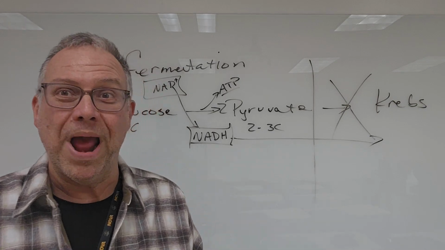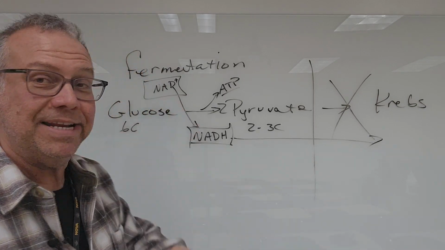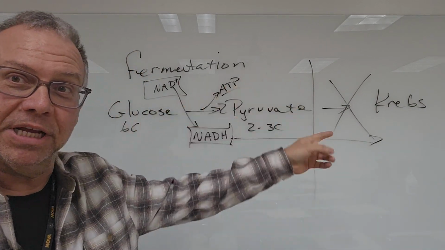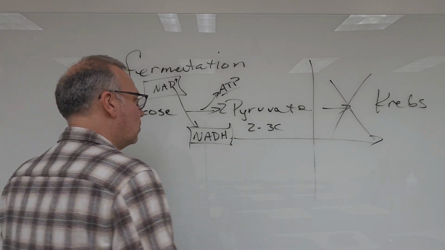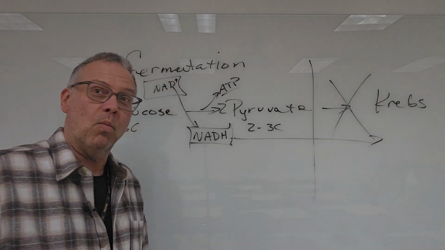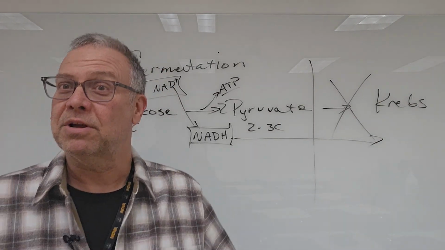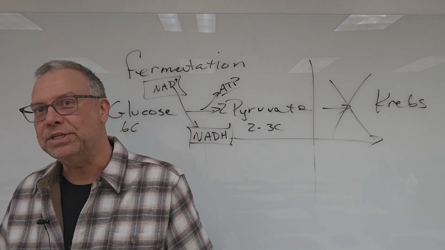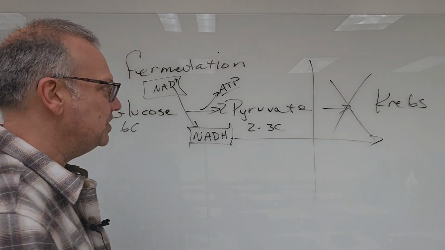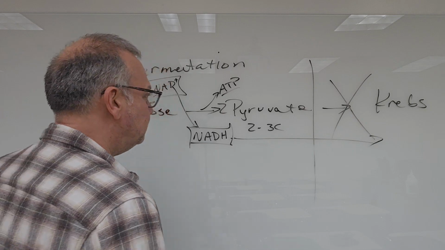You have to come up with a different way to regenerate your NAD from the NADH because you're not using electron transfer chain. So what you do, you have two options, one of which produces ethanol. It's called ethanol fermentation. The other one of which is lactic acid fermentation. I'll go through each one in turn.